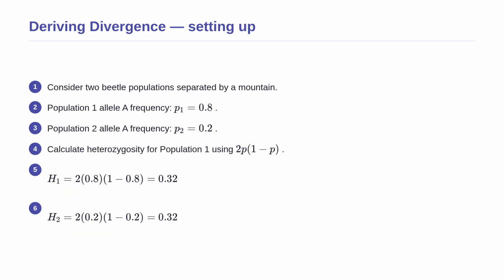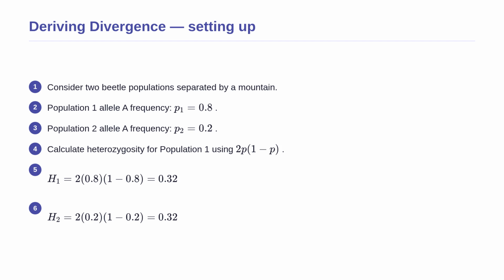Having successfully used the basic formula, let us tackle a more complex, real-world scenario where we must derive the heterozygosities from scratch. Imagine two populations of beetles separated by a massive mountain range. We are tracking a specific gene. In the first population, the frequency of allele A is 0.8. In the second, it is much lower, at 0.2. Our goal in this first chunk of the calculation is to find the genetic diversity within each specific group.